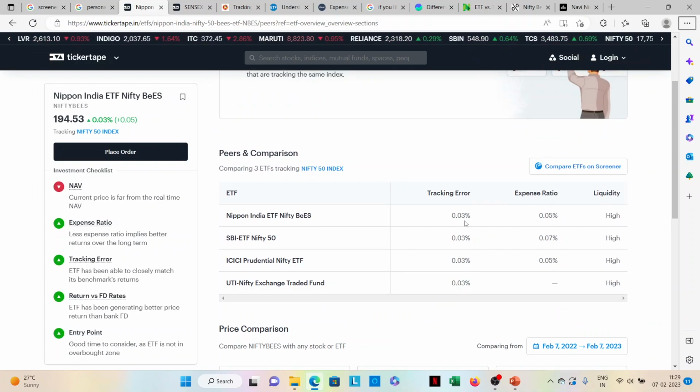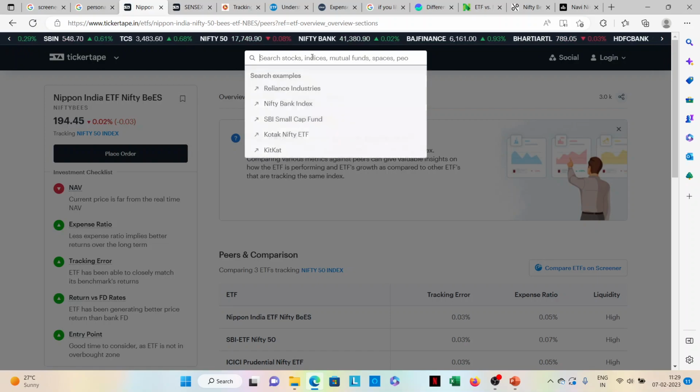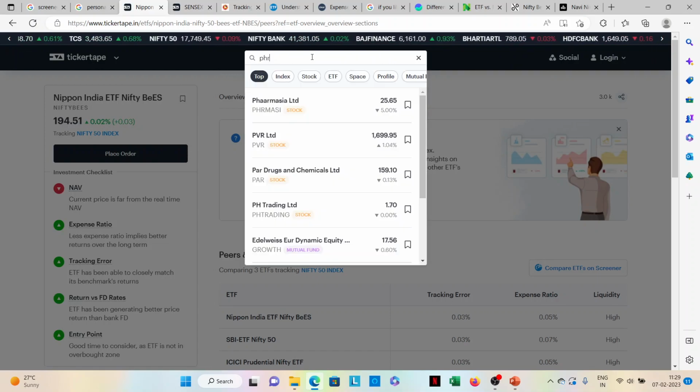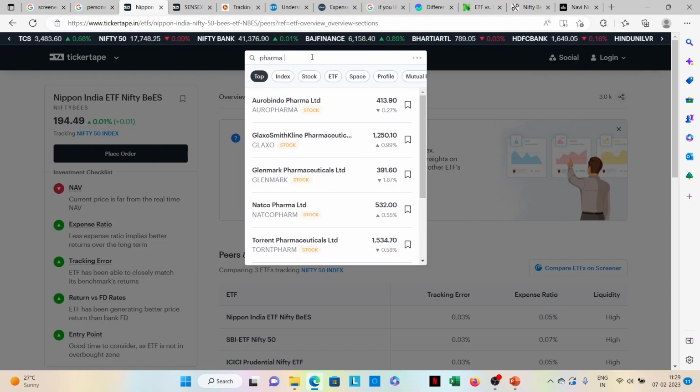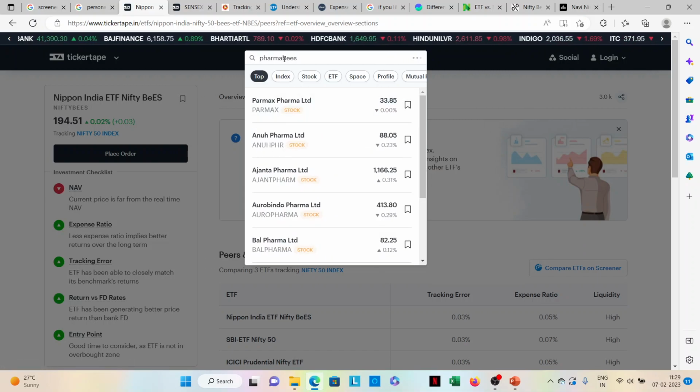So this is fine. Now, tracking error constant. Of course, you can look at it on a yearly basis, two, three years down the line. Tracking error remains the same. Then of course, either you choose this one or this one. Both are the same. Similarly, we can look at maybe Pharma. I'm not telling you to buy, I'm just looking. Maybe they have Pharma here. Let me see. They may not have it, but that's fine.